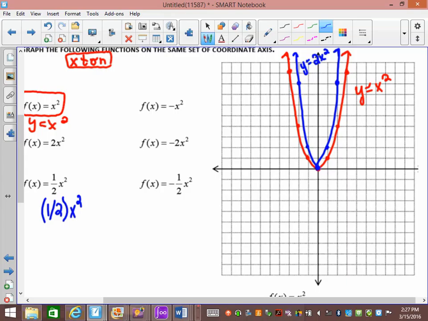Did you clear out your y1? Don't clear out your y1. Okay, we're drawing a half in. So this is going to go down here. This is going to go down here. This is going to stay here. And 4 is going to pop down to 2. 9 pops down to 4.5.